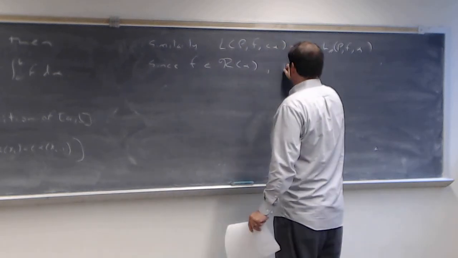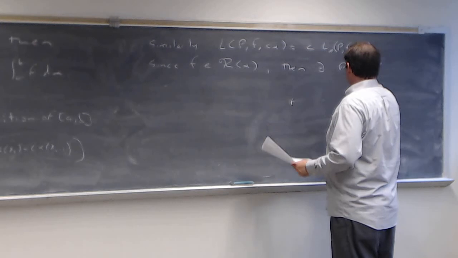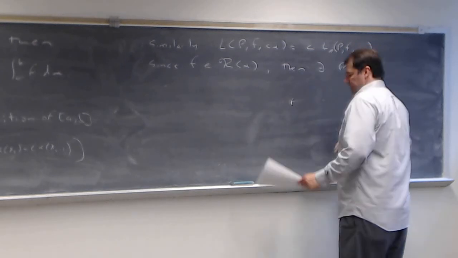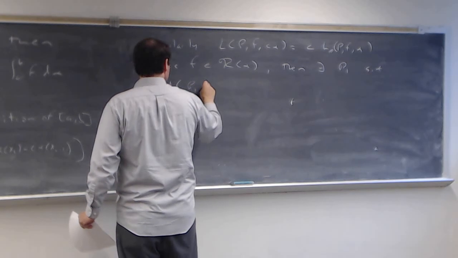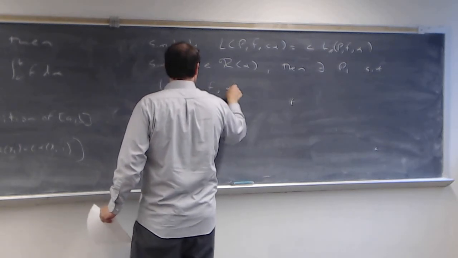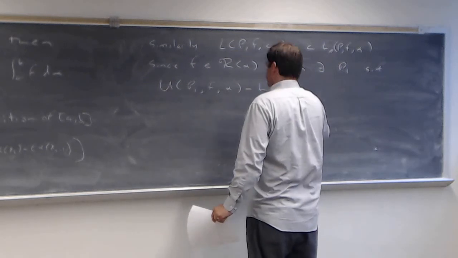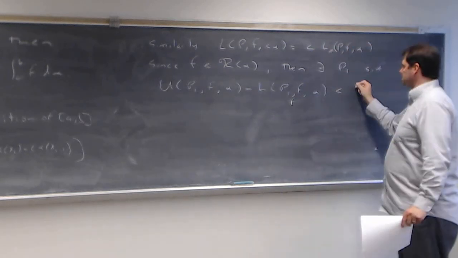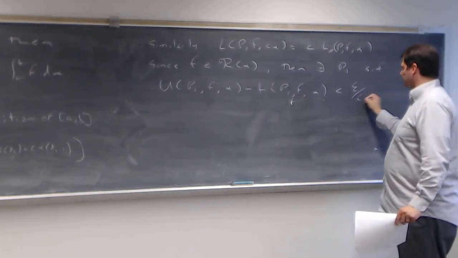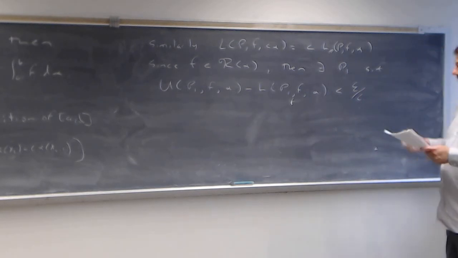alpha, then there exists a partition P sub 1 of A to B such that the upper sum of this particular partition minus the lower sum of this particular partition is going to be less than any positive number. The positive number we're going to pick is epsilon over C. So given this positive number, we'll pick the P sub 1. That is, by that famous theorem that we use for Riemann-Stieltjes integrals.